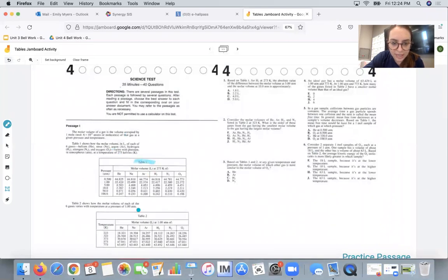Looking at these two tables, one thing I might do right off the bat is highlight or circle their titles. We've got table 1 and table 2. That way I know what I'm looking for when a question says table 1 or table 2. And I'm looking at, okay, what's the difference between these? They look like very similar tables.